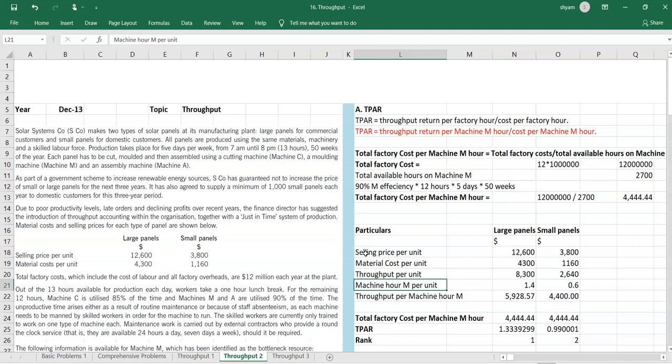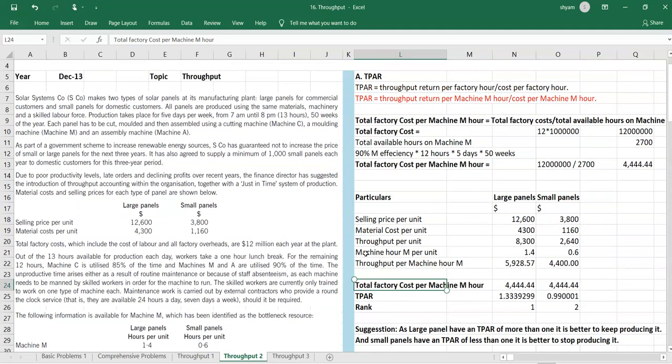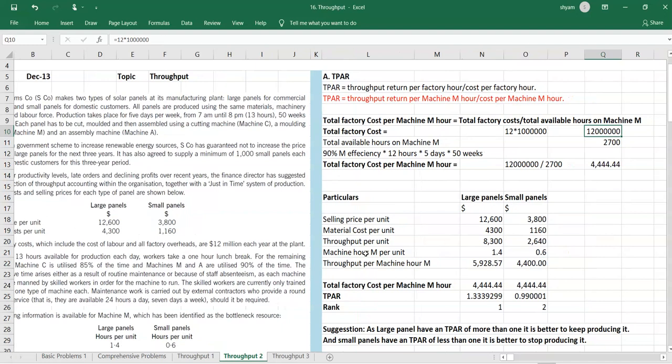So we have to find out machine hours of M per unit. So that is 1.4 and 0.6. Finally, we found out throughput per machine hour M. Thereafter, we went on to find out total factory cost per machine M hour, that we found out. So how did we find out that? We found out it through here. Okay, we found out that the total factory cost is 12 million.